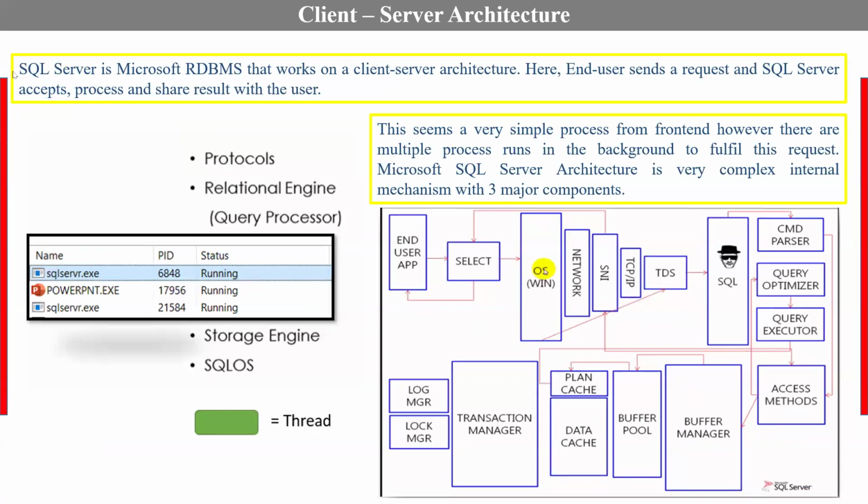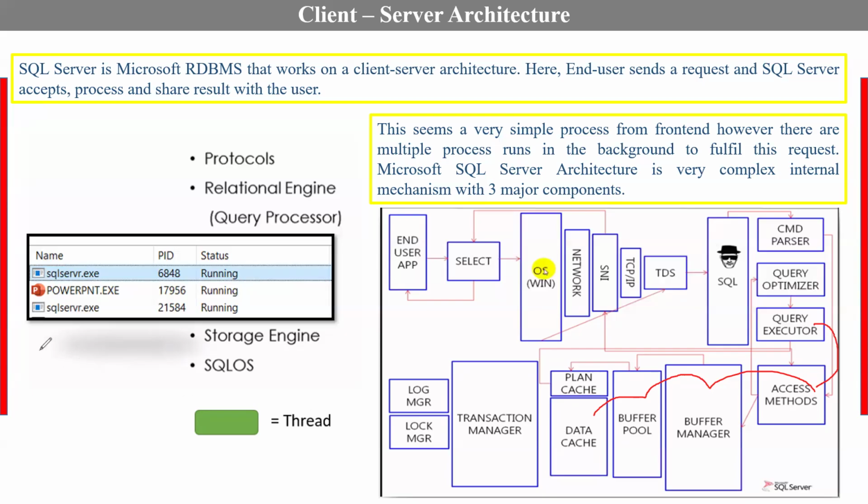Now, what exactly is happening? Your query executor will send a request to access method. Access method contains multiple APIs to understand whether it is a select statement or a non-select statement. Now, access method sends a request to the buffer manager. Buffer manager contains the buffer pools, and the buffer pool contains the data cache. Now it will verify whether the data is available. Currently, nothing is there.